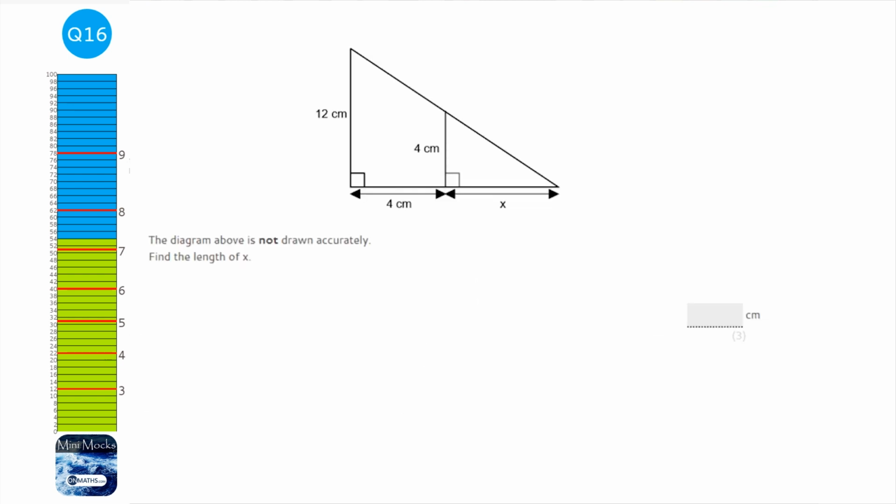Okay, so whenever you see this type of question, it's about similarity. The two triangles, the small one and the big one, are mathematically similar, so you can work out a scale factor. It might help sometimes just to draw out the small one. Let's draw out the small one, and let's draw out the big one.